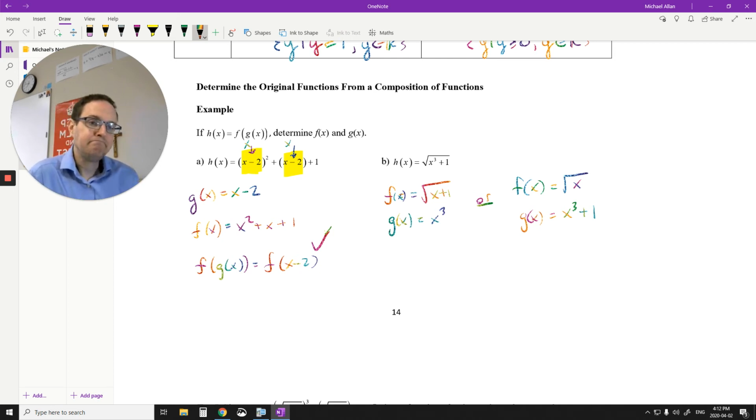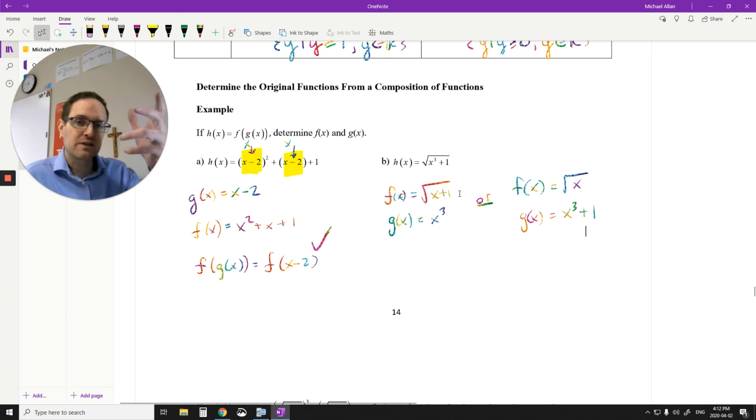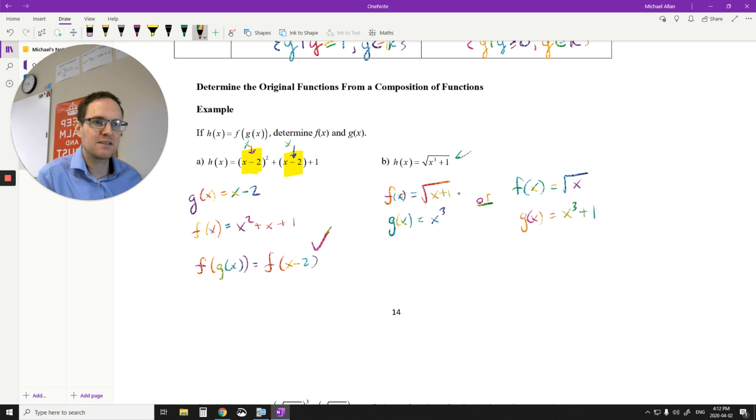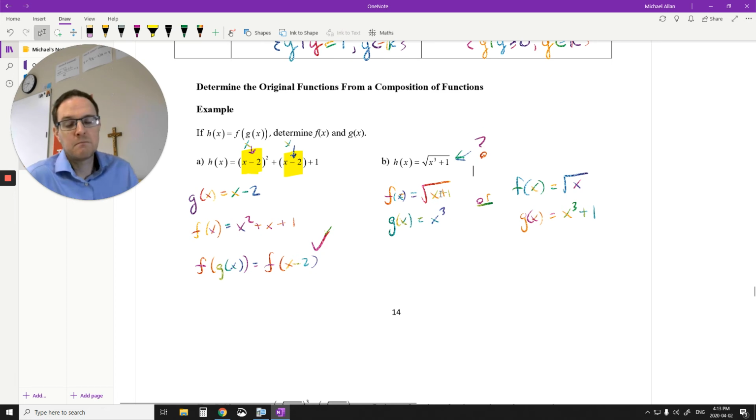Okay, and there you go. So you're just kind of reversing the operation. You're just trying to think, okay, how do I get this answer? How do I get this piece here using two other pieces? Yeah, that's all you really do.